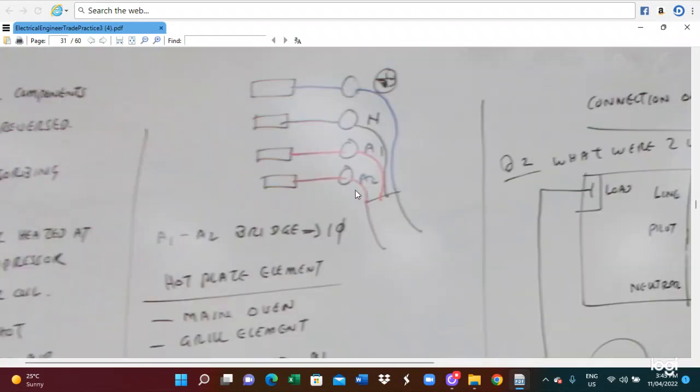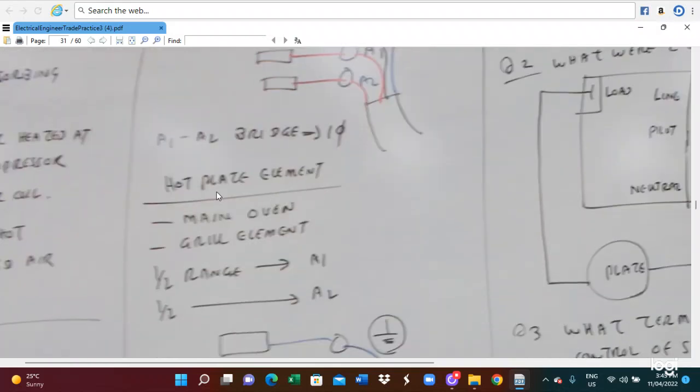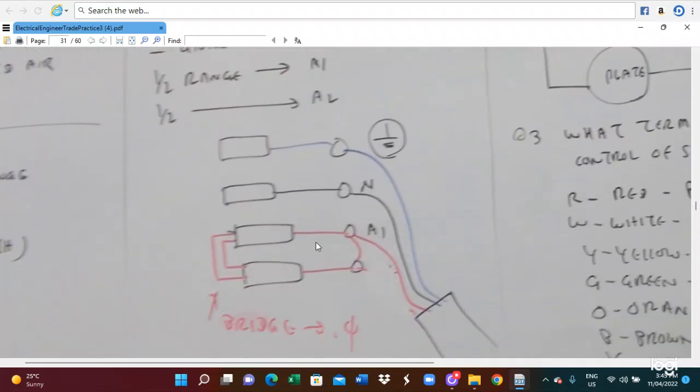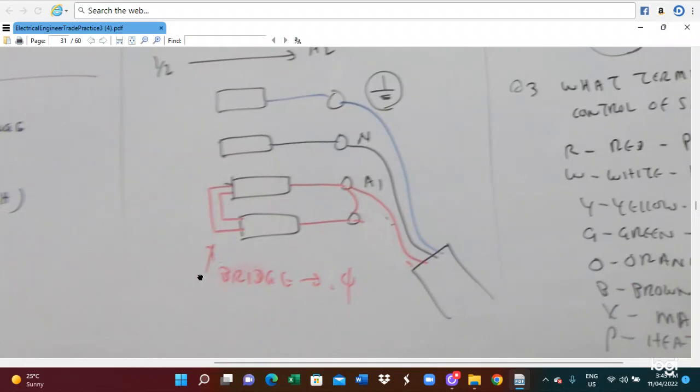So this is the electric connection, and here is the heat-based equipment main open element. The hot plate is A1, A2. This is the connector here. This is the bridge resistance.